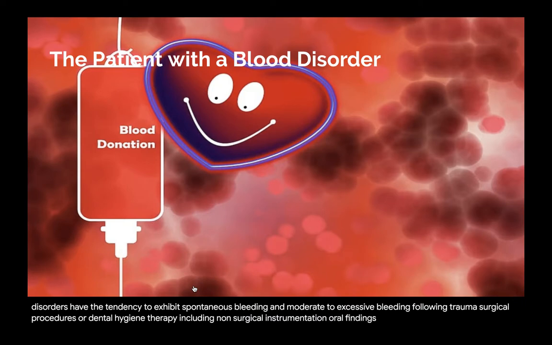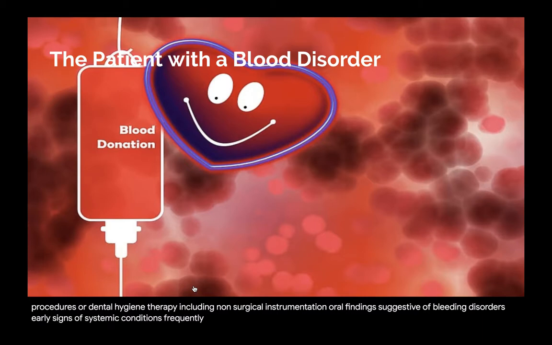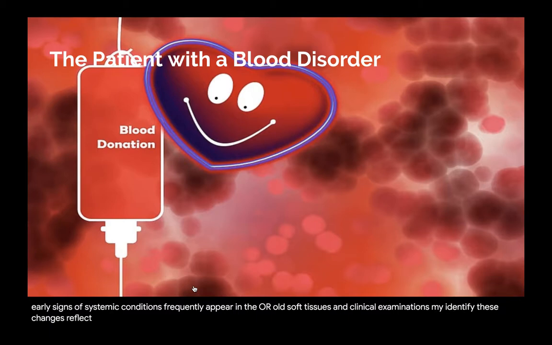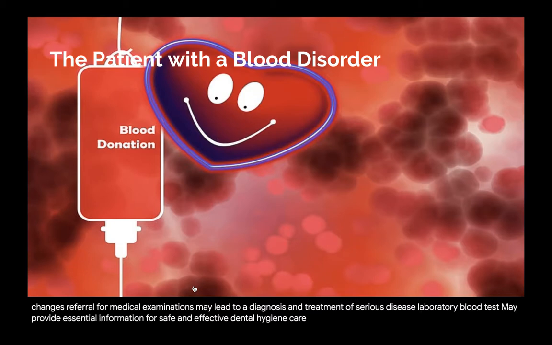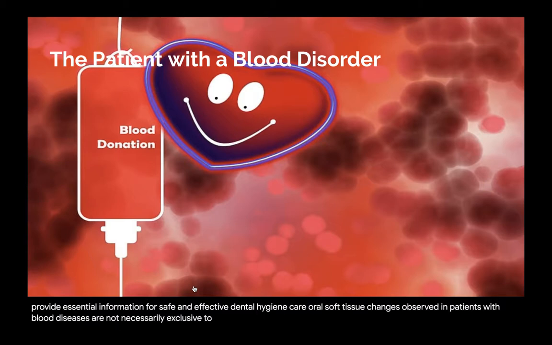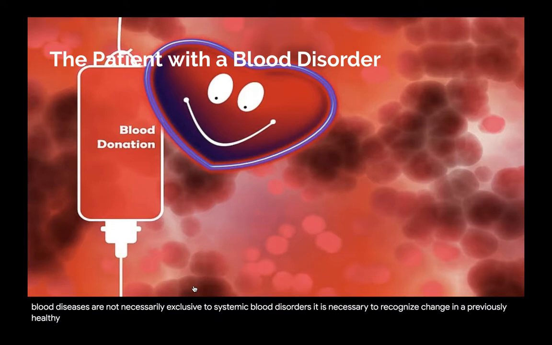Oral findings suggestive of bleeding disorders. Early signs of systemic conditions frequently appear in the oral soft tissues, and clinical examinations may identify these changes. Referral for medical examinations may lead to a diagnosis and treatment of serious disease. Laboratory blood tests may provide essential information for safe and effective dental hygiene care. Oral soft tissue changes observed in patients with blood diseases are not necessarily exclusive to systemic blood disorders. It is necessary to recognize change in a previously healthy patient or an apparently exaggerated response in a patient being examined at an initial appointment.